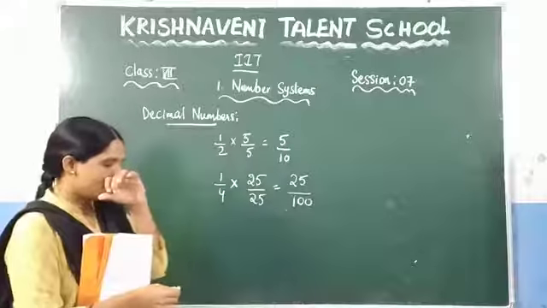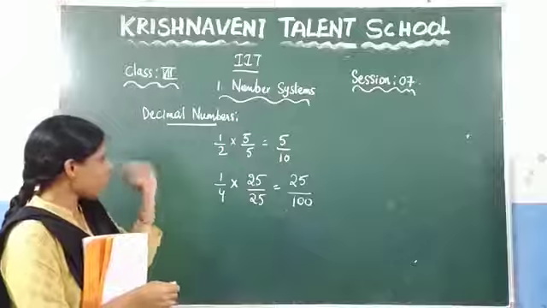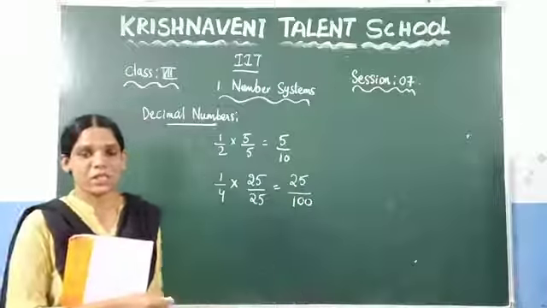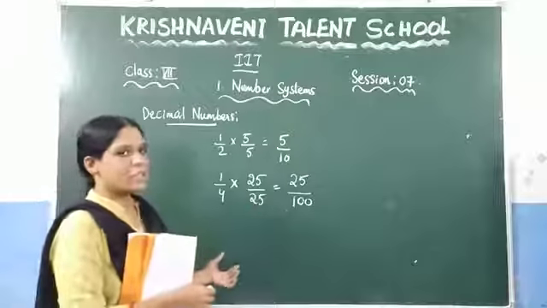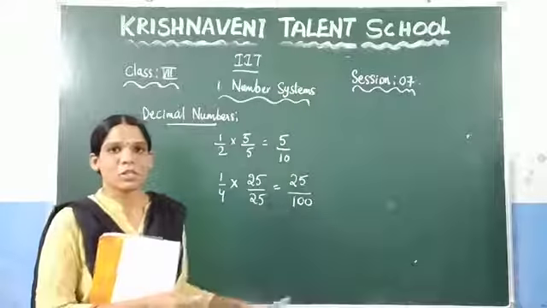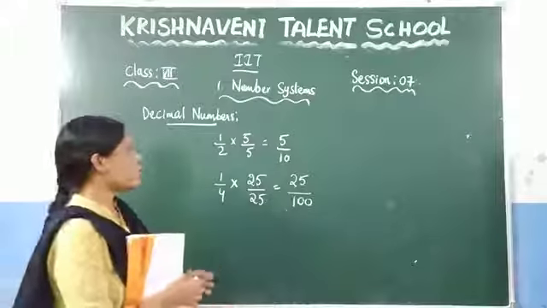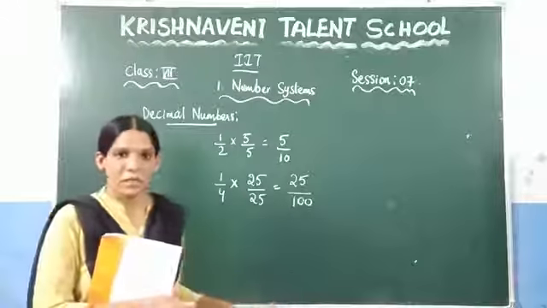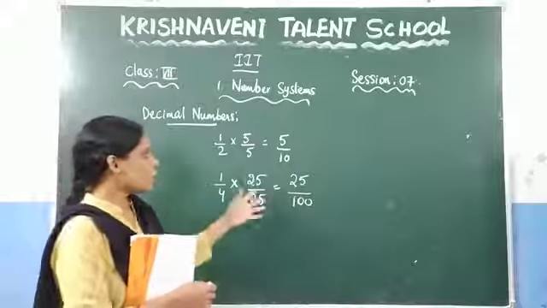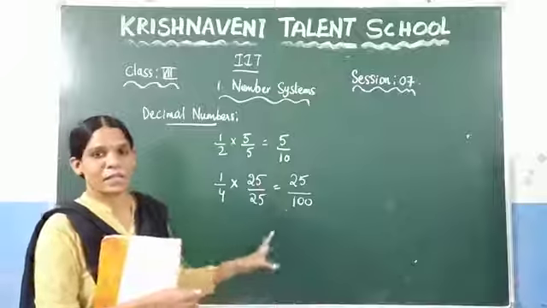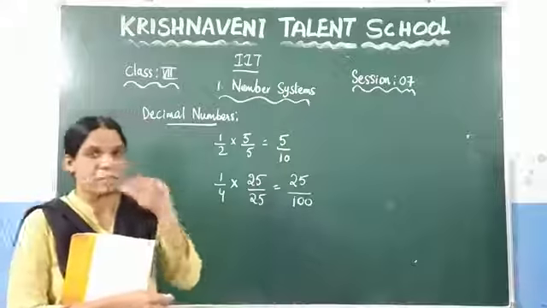So if you consider any fraction, you can convert that fraction into decimal form. What is the meaning of a decimal fraction? If the denominator is a multiple of 10, such types of fractions we call decimal fractions. If you are given any fraction, you can convert it into decimal form. By converting such numbers, we call them decimal numbers.